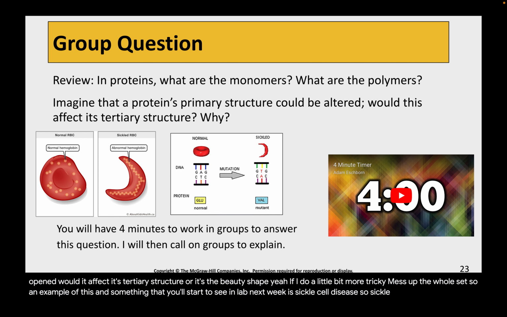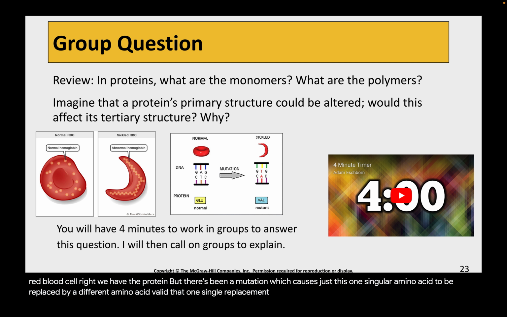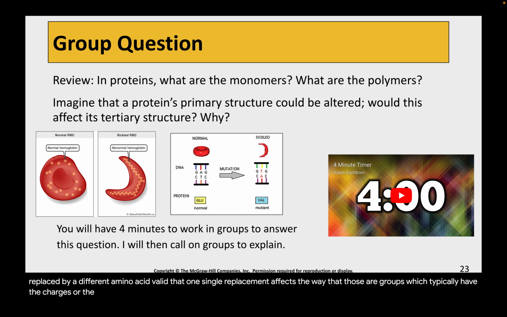So sickle cell disease, in a normal red blood cell, we have the protein, I think this is glutamine, GLU. But there's been a mutation which causes just this one singular amino acid to be replaced by a different amino acid, valine. That one single replacement affects the way that those R groups, which typically have the charges or the partial charges, interact with other amino acids, how they fold, and now we get a sickle red blood cell. Completely different shape, just because we changed one amino acid.